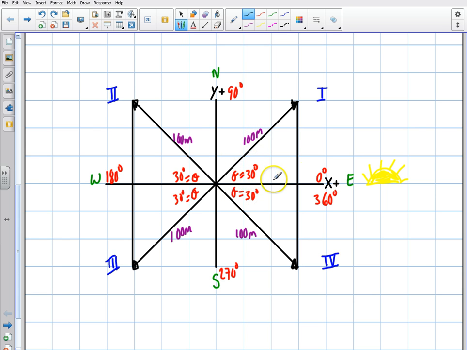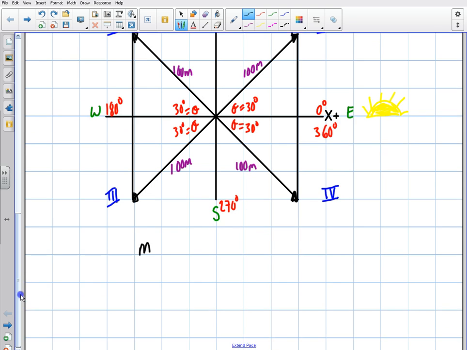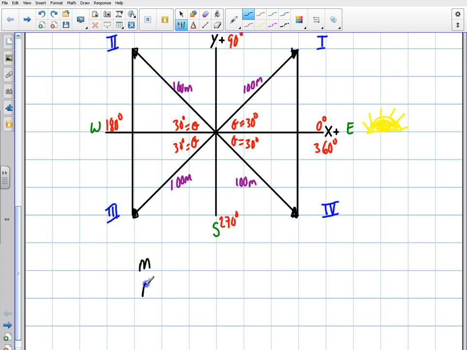Well, this one's 30 degrees above the positive x-axis. This one's 30 degrees above the negative x-axis. This one's 30 degrees below the negative x-axis. And this one's 30 degrees below the positive x-axis, right? So again, when you're talking about vectors, I always like to say you need not just a magnitude and a direction, you need a magnitude, an angle, and a reference.